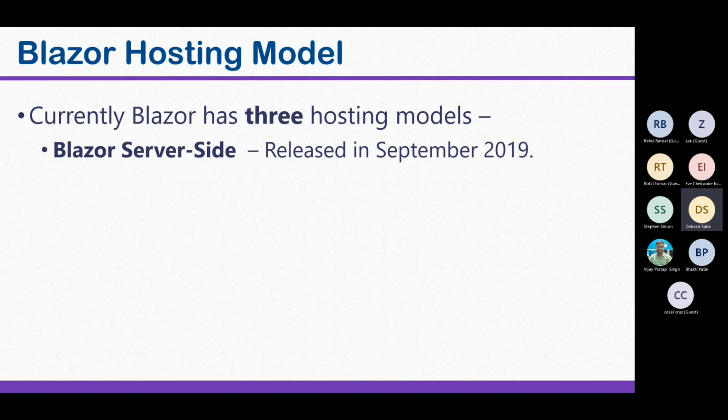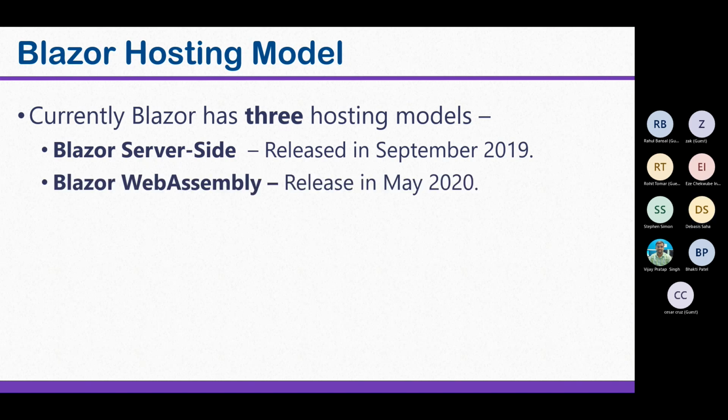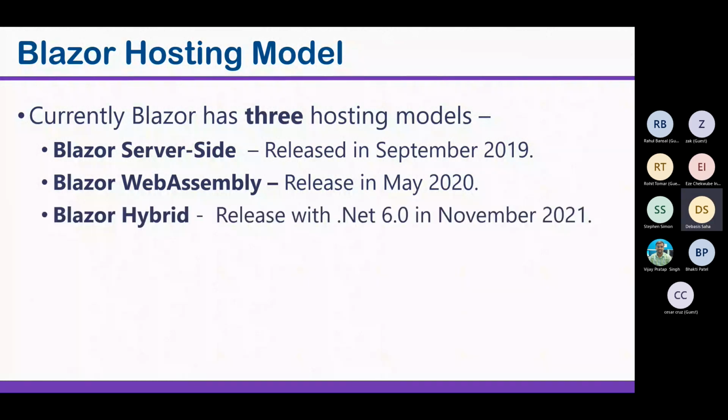One is Blazor Server side. This is the first hosting model, which was released in September 2019. Then in May 2020, the Blazor WebAssembly hosting model was released. And the latest one is Blazor Hybrid, which was released last year with .NET 6.